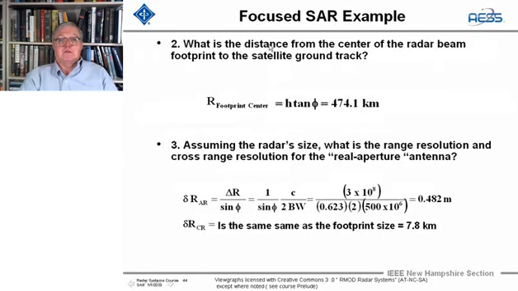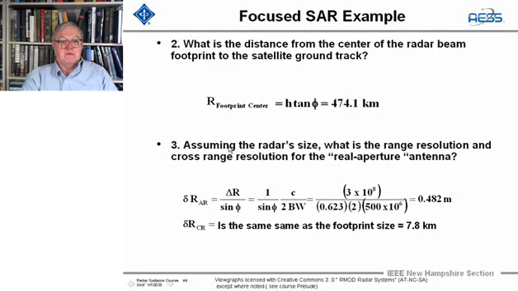Okay. Now, what's the distance from the center of the radar beam footprint to the satellite ground track? That range to the footprint center is just h times tangent of phi. I want you to go back and see that it really is by looking at the geometry. And that comes out to be approximately 475 kilometers.